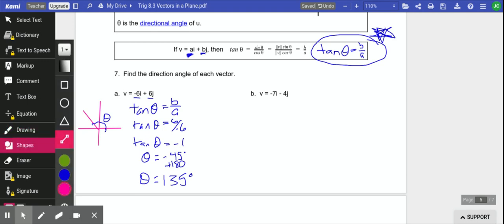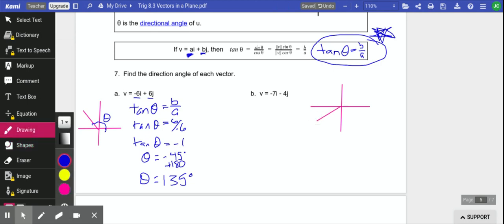Let's take another look at this. This one, we have a vector negative 7i minus 4j. So this vector is going to be 7 to the left and 4 down, something like that, okay? We are trying to find this angle, theta. So we know that the tangent of theta is b over a. And in this case, b is negative 4 and a is negative 7. Of course, the negatives are going to cancel out.